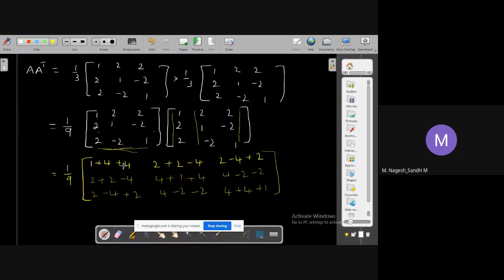So now we'll find its value. 1 by 9 into, to make a different color, 1 by 9 into 1 plus 4 plus 4, 9. 4 minus 4, this is 0. Plus 4 minus 4, 0. Next, 4 minus 4, 0. 9. Next, this value 0. Next 0. Okay, the 4 minus 4, this also 0. So 9. So what you got: 1 by 9 into 900, 090, 009. So now we'll come to the next page.